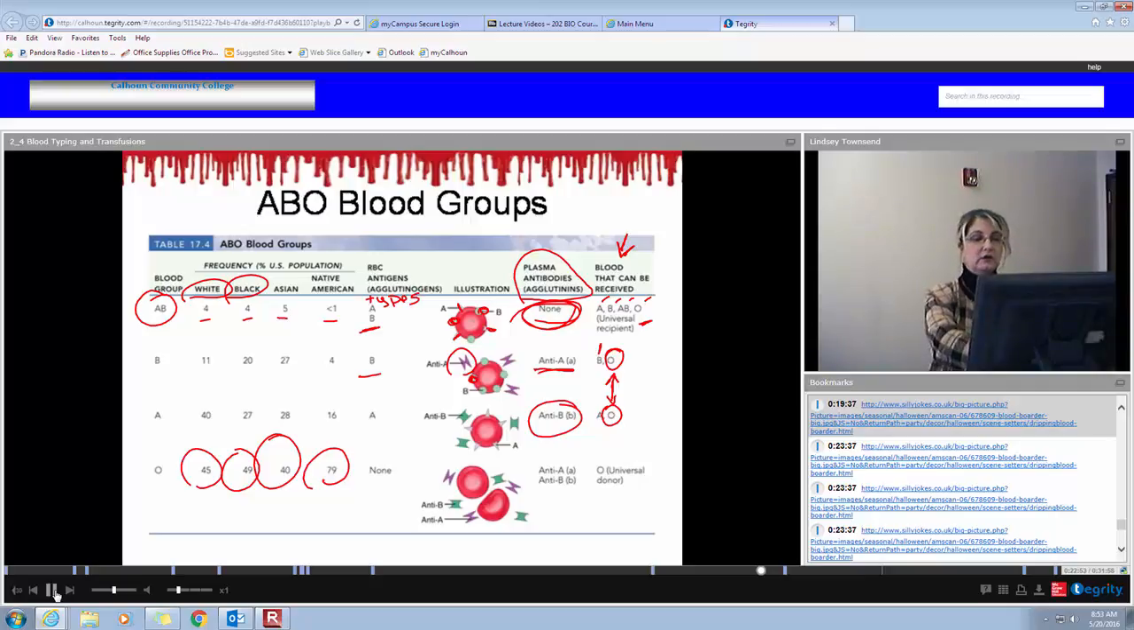All right, so that covers type A and type B. Let's go ahead down here and talk about type O blood. Now remember, there are no antigens on the erythrocytes, but there are type A and type B antibodies. So with no antigens on the donor cells, this is the universal donor blood type because there are no antigens on the red blood cells for the recipient's antibodies to attach to. All right, I hope that makes sense to you. Take some time and really think about this. This is some really important information.